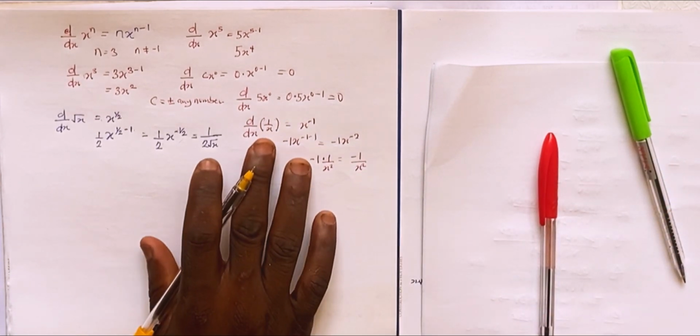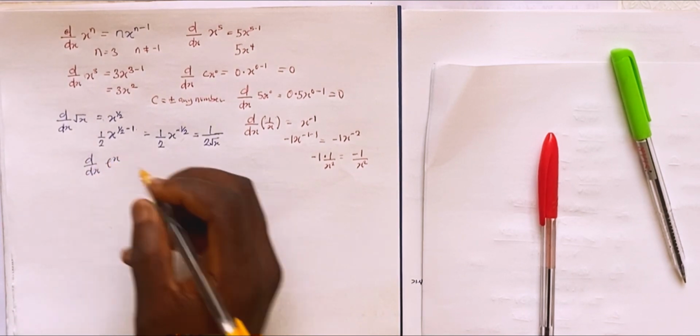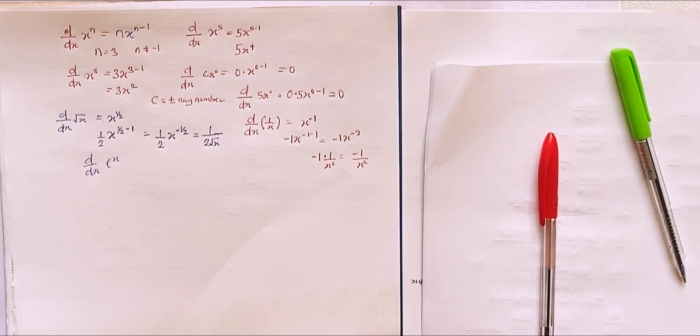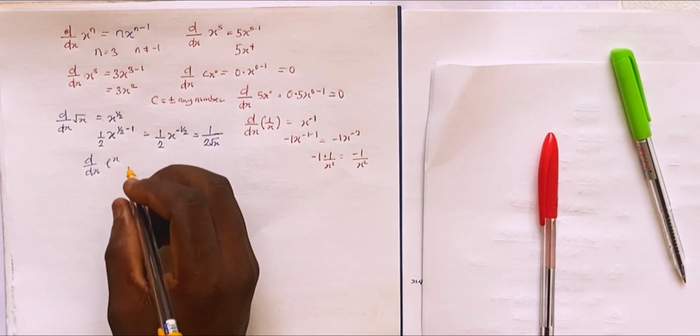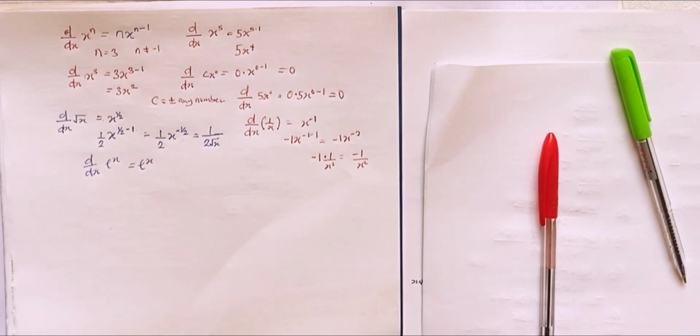So now let's say you are asked to find d/dx of exponential x. Finding d/dx of exponential x is actually a different case entirely, because if you differentiate exponential x, you are still going to have exponential x. You get it, right?